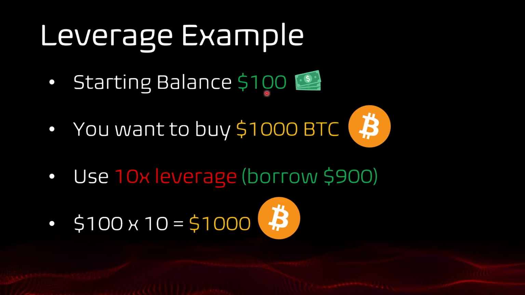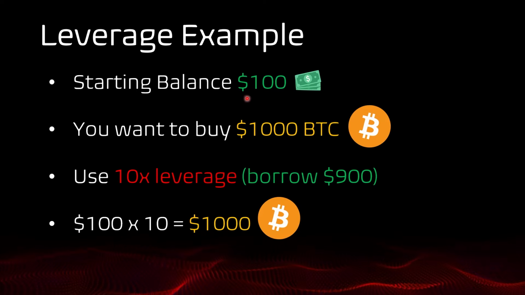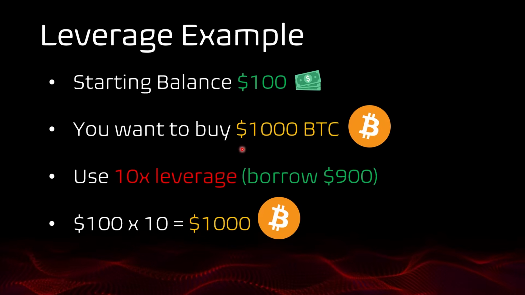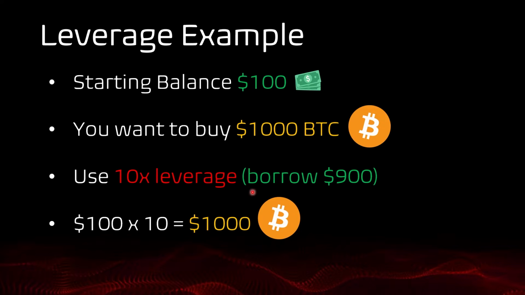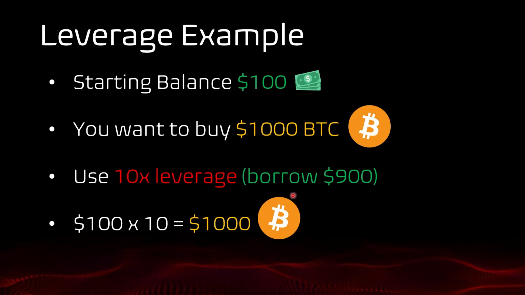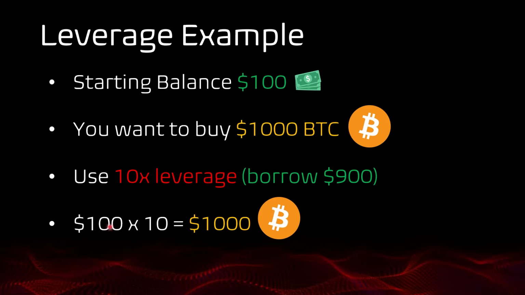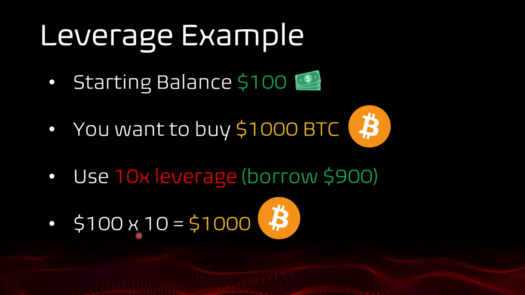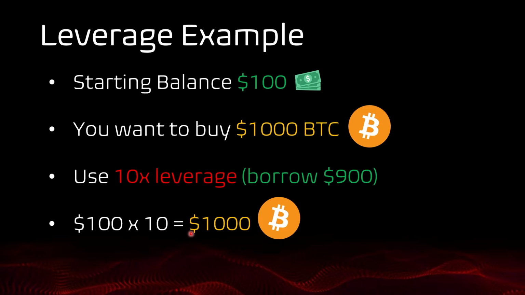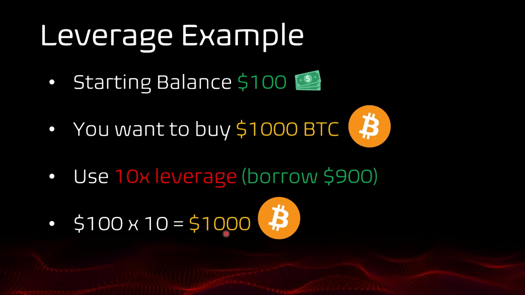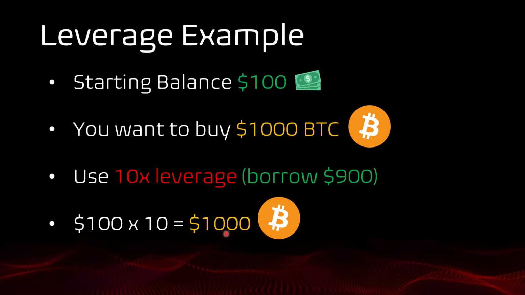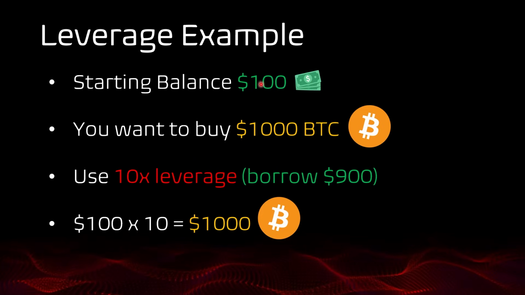So right here, let's say we have $100 to start with. And let's say we want to take a trade with $1,000 of Bitcoin. We can use 10x leverage to borrow $900 worth of Bitcoin. This means that we take our initial $100, times that by 10, and then we get $1,000 worth of Bitcoin. So you can see right here that this is a very basic example of how you can get more when you start with less. But now let's continue the example.